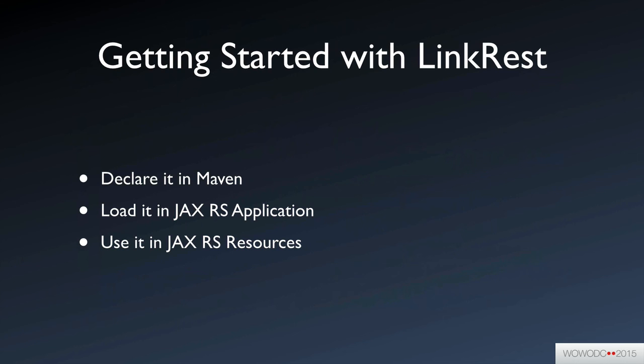So before we go into building REST resources with LinkRest, here is how to get started. You declare it in Maven or whatever build technology you use. Load it in a JAX-RS application. JAX-RS, for those who don't know, is a Java technology for writing REST web services. So it's more low level. It has abstractions for things like HTTP methods, URL parameters, and so on and so forth. Essentially, it's something that helps us to build higher-level abstractions, and LinkRest is that higher-level abstraction based on JAX-RS.